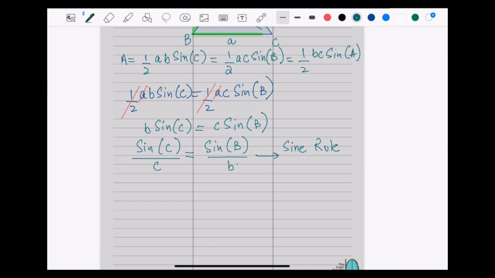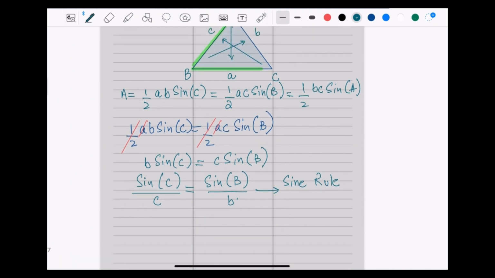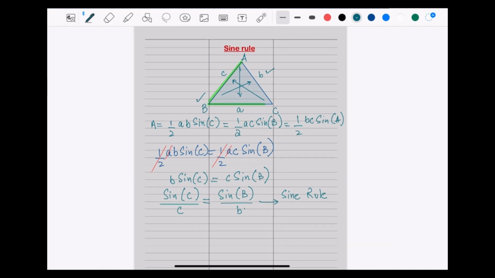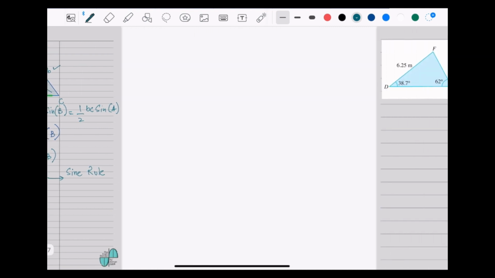In short, if you want to understand rather than remembering the formula, it's always better that whichever angle you're taking, the opposite side is going to be the denominator. So let's see some of the questions.